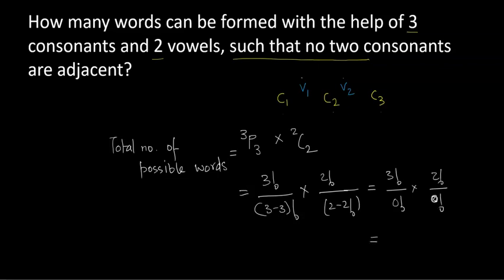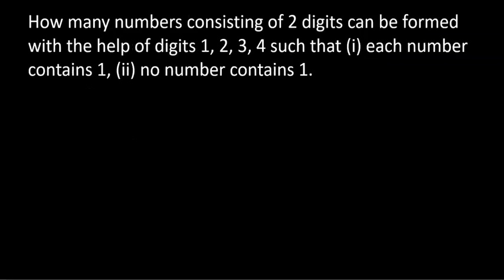So that is going to be 3 factorial times 2 factorial. If you solve it, it is 3 times 2 times 1, and this is again 2 times 1, and that gives you 12. So there are 12 possible words you can make in such a way.